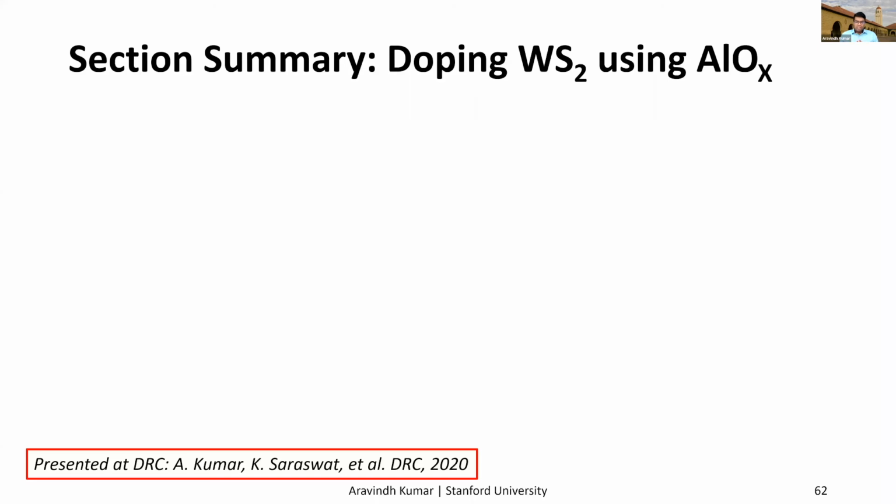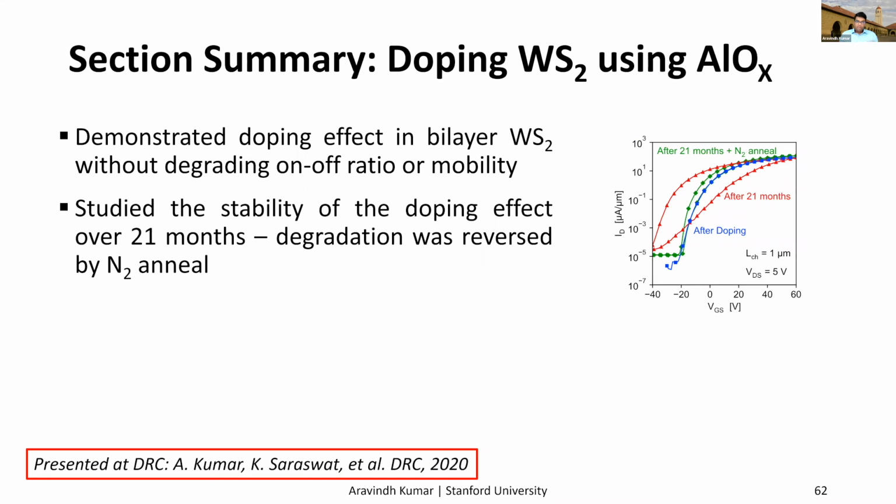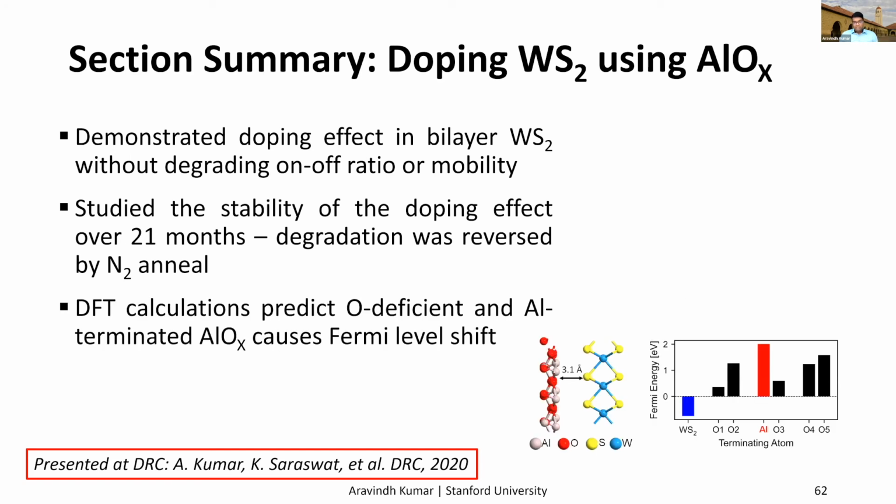So summarizing this section, we experimentally demonstrated N-type doping in bilayer WS2, and this doesn't degrade the on-off ratio and retains excellent mobility. We tested the devices again after 21 months and found that the performance degraded quite a bit, but this was reversed by a nitrogen anneal. We performed DFT calculations of the heterostructure, and it predicts N-type doping for oxygen deficient and aluminum terminated Al2O3.